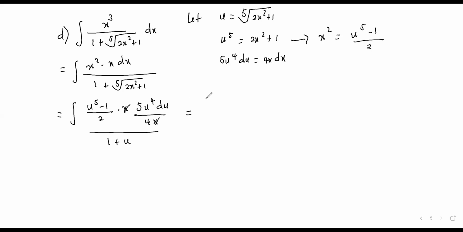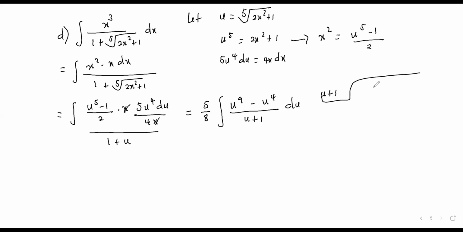So the x and the x cancels. Then we'll have 5 over 8. And then u to the 5 times u to the 4, you get u to the 9 minus u to the 4 over (u plus 1) du. So now you would take this in the long division. So you do the long division until it's done. From u to the 9, you take a time and then the integrals will be easy. Now they will follow the pattern of C.